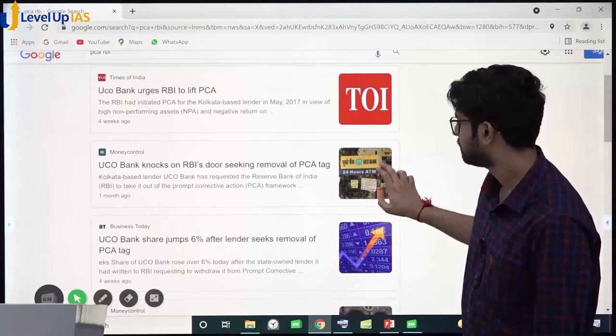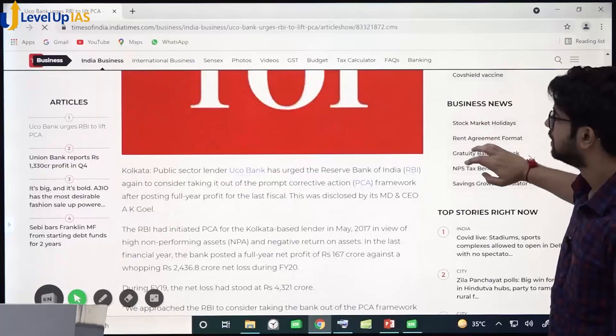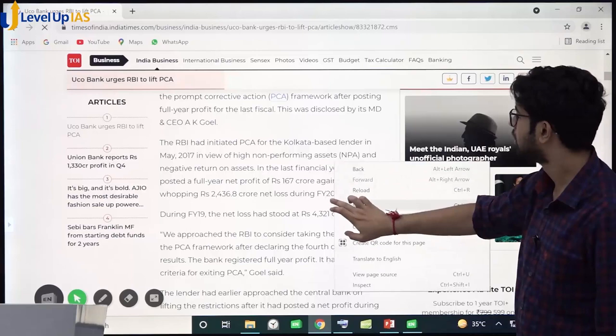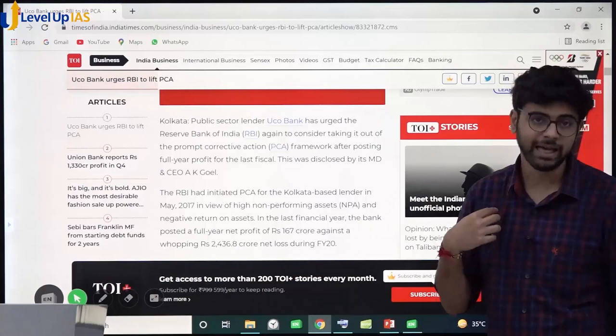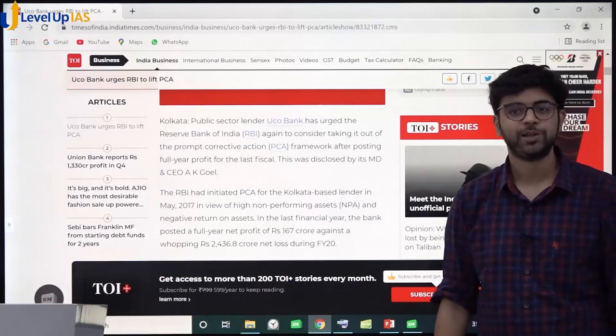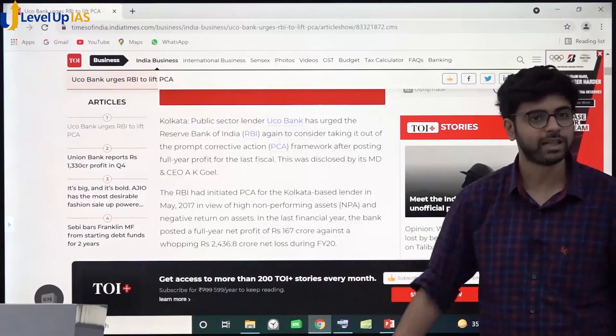See this. Let us try to read this. Public sector lender UCO Bank has urged Reserve Bank of India again to consider taking it out of the prompt corrective action framework after posting full year profit. Now it is saying, I am making profit now. My health is good now. Please discharge me from the hospital. See, prompt and corrective action is like hospital. You go in the hospital, now you have to do what doctor says. You say, I need laptop, doctor says nothing doing. I need TV, no, nothing. Then you say, I am feeling fine, no pain, nothing. Please discharge. Yes or no?